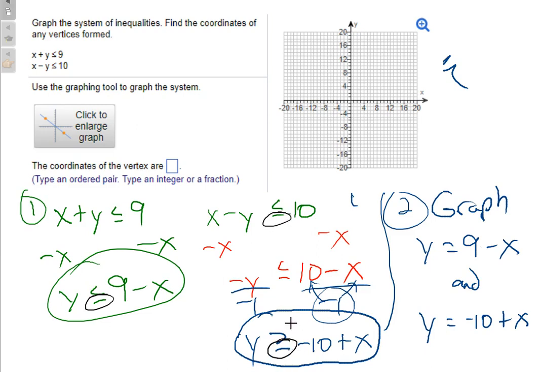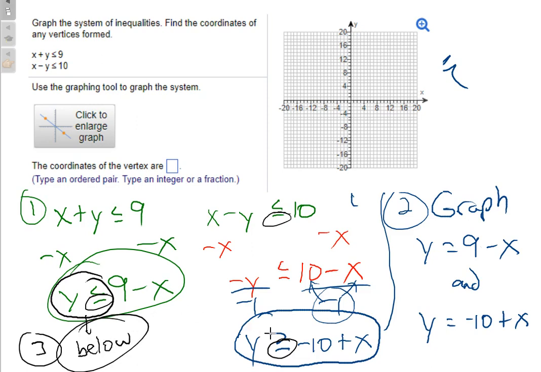Then to decide which region to shade in, we do the same thing we did on the last example, except we have to make sure we are meeting both criteria here, both requirements. So for the first line, we want to shade below because it's y is less than, we want to shade below that line. And this one, because y is greater than, we want to shade above that line. So we have to do both of these things. We want to shade below the first line, but above the second line.